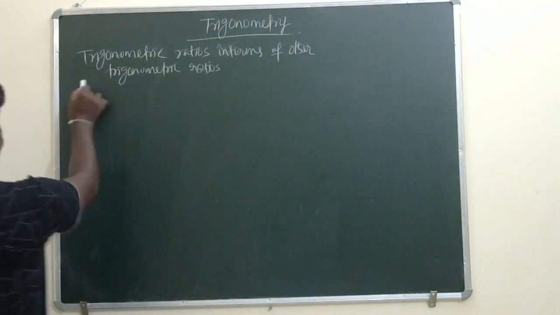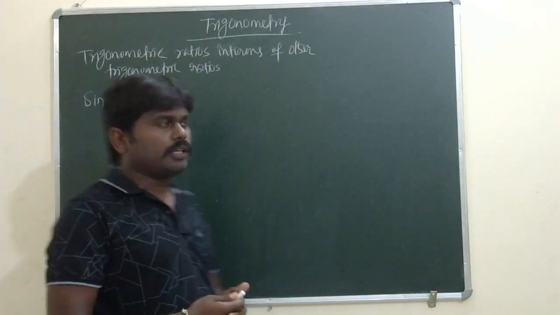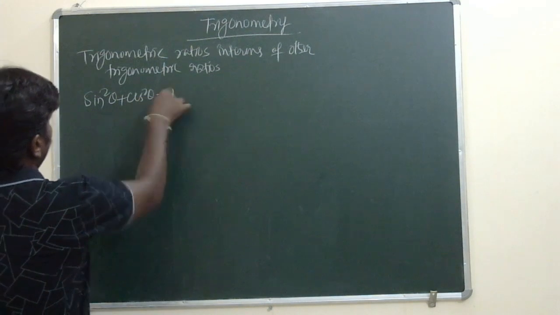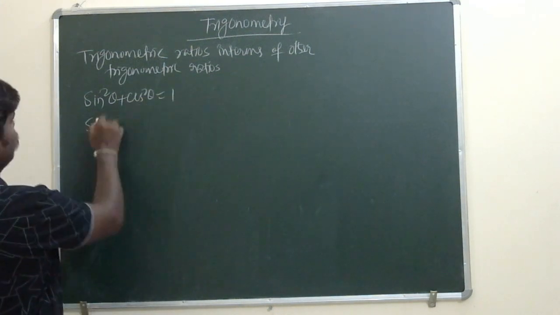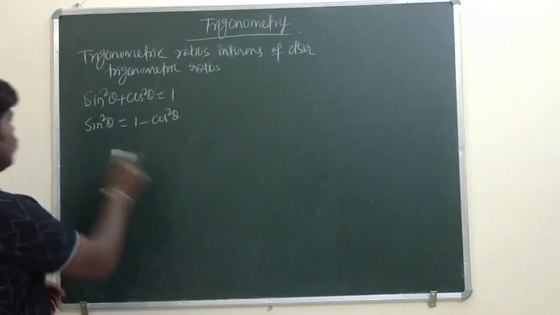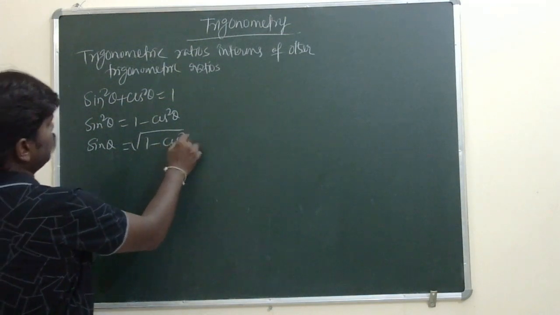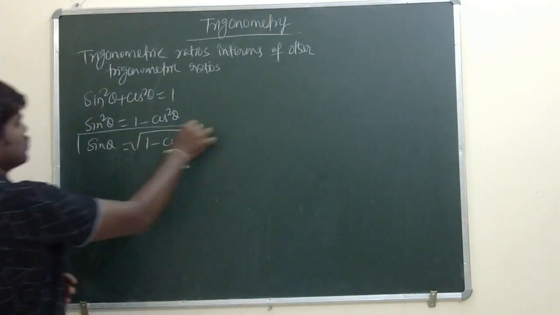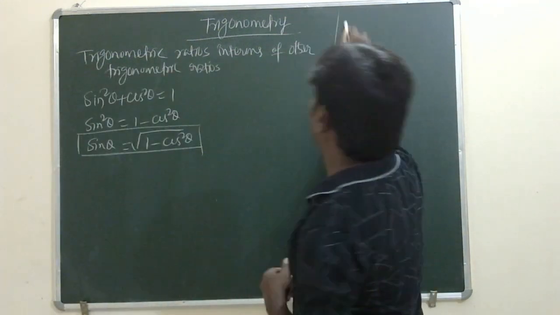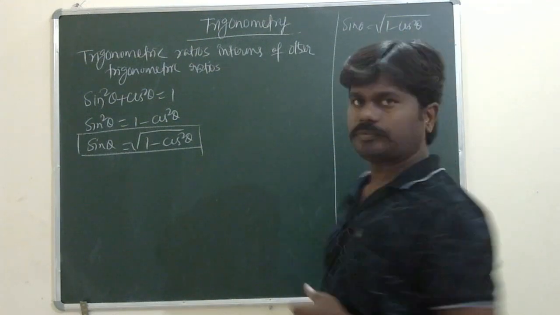So first, how can we express this sin theta in terms of cos theta? Here we have one identity that is sin square theta plus cos square theta is equal to 1. Take cos square theta to the RHS, it becomes 1 minus cos square theta. Now sin theta value we want, so take the square root on both sides, hence you will get sin theta is equal to square root of 1 minus cos square theta. So sin theta in terms of cos is square root of 1 minus cos square theta.